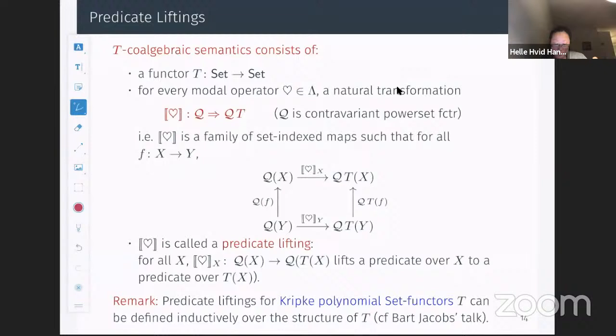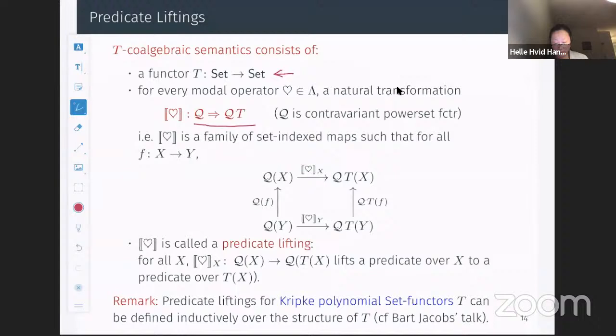Formally, we do this by interpreting the modalities with certain natural transformations. So a T coalgebraic semantics consists of, first of all, you have to say what are the structures that you want to interpret your formulas in. So what is the T? And then for every modality or modal operator, you have to provide an interpretation, which is a natural transformation from the contravariant power set functor to the contravariant power set functor composed with the type functor.